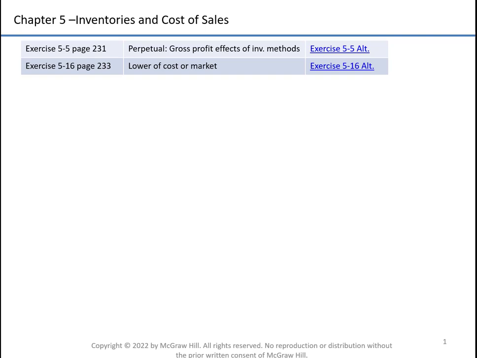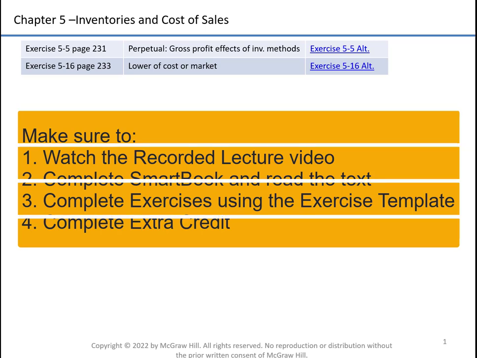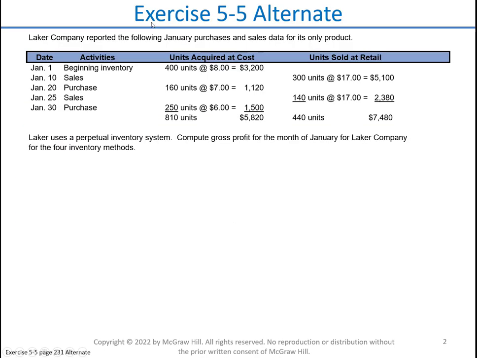This video is on Chapter 5, Inventories and Cost of Sales. I will review alternate exercise 5.5 and 5.16. This is exercise 5.5, alternate, and we are presented with this information.